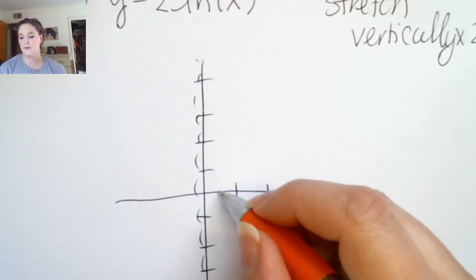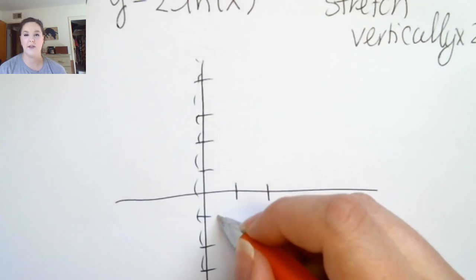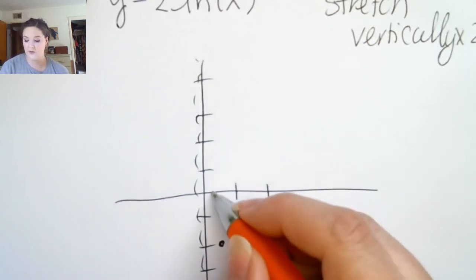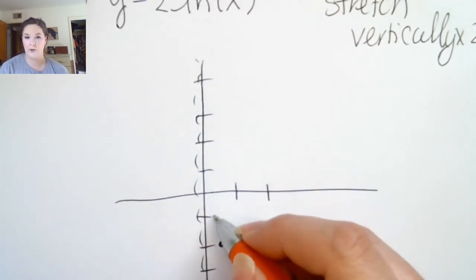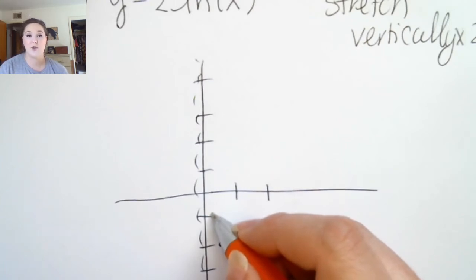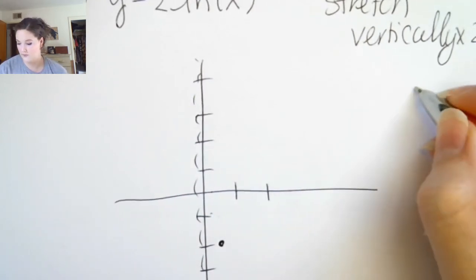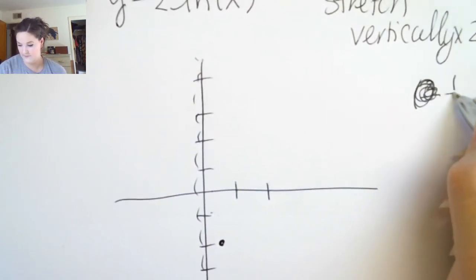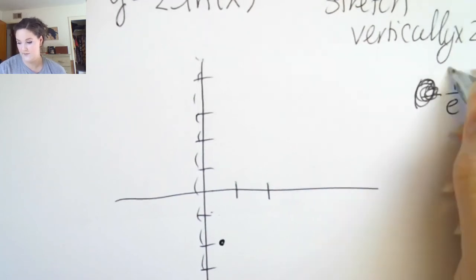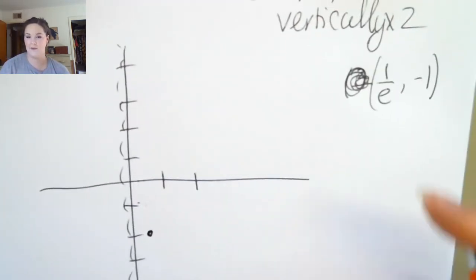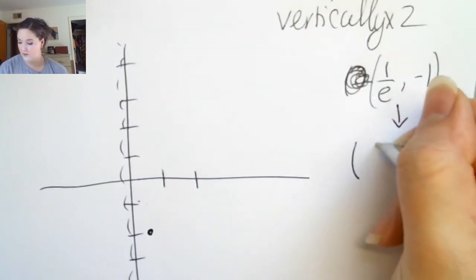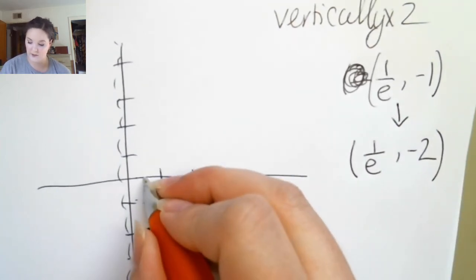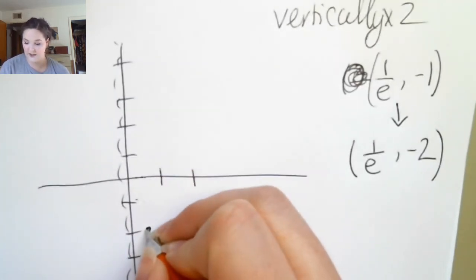So we're going to take our point that was at 1/2, -1, and that's going to move to 1/2, -2. Oh, I'm sorry, this is the natural log. So it was at 1/e, -1, and then times 2 is -2. This is our original point. I keep misspeaking and I want to get it right. Our x-coordinate stays the same, our y-coordinate gets multiplied by 2. So we're at 1/e, -2.